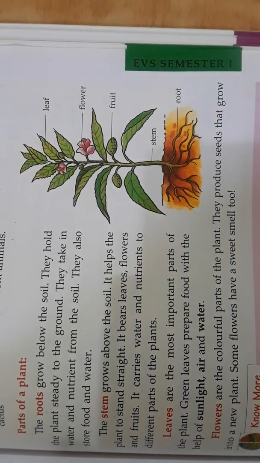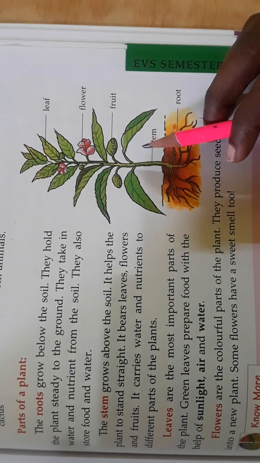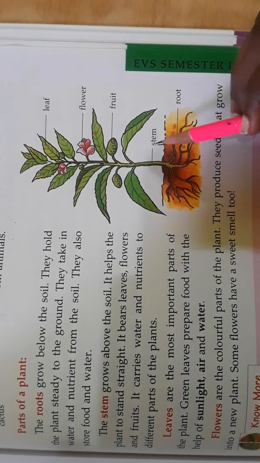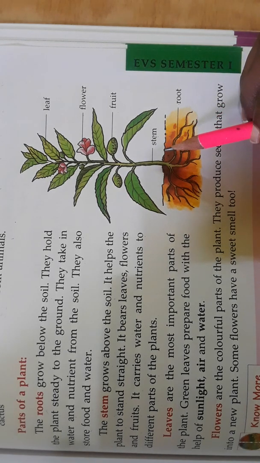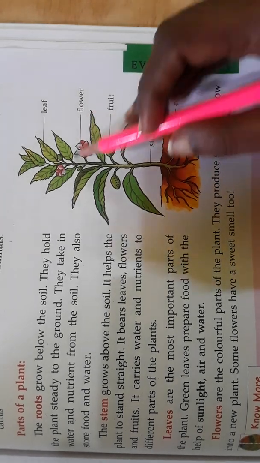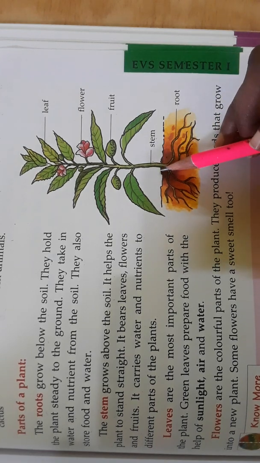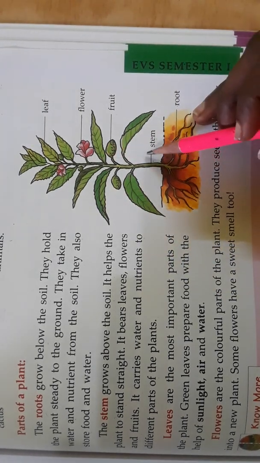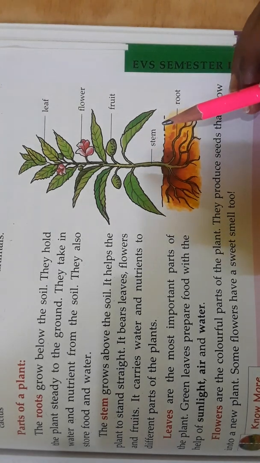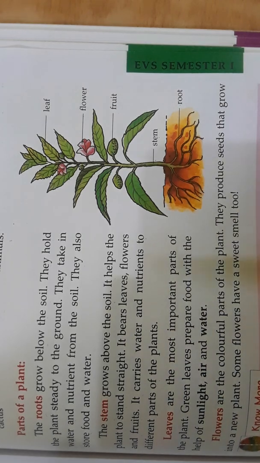So children, the stem grows above the soil. It helps the plant to stand straight. It bears leaves, flowers and fruits, and it carries water and nutrients to different parts of the plant. This is stem. It grows above the soil.